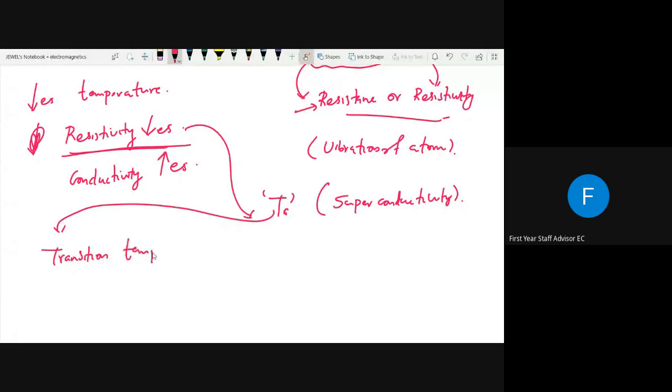Transition temperature Tc is the temperature at which the resistivity of a superconducting material suddenly falls to zero and it becomes a superconductor. It is the temperature at which a material changes from the normal conducting state to the superconducting state. This transition temperature is the temperature at which a normal conductor or a normal material will turn into a superconductor.